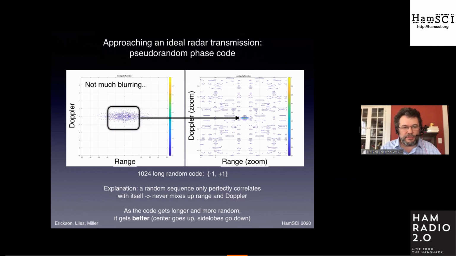And as you make that thing longer, on the left-hand side is my Doppler and range, and I've zoomed in on the middle at the right-hand side to show you that there is, in fact, a very nice, pretty close to thumbtack in the middle, and all that other stuff is little bits of confusion because it's a fairly long random sequence. And this is easy to explain in an intuitive way because a random sequence only perfectly correlates with itself. So it tends not to mix up range and Doppler. As you make the code longer and more random, it gets better. So this is a place that we might want to head for.